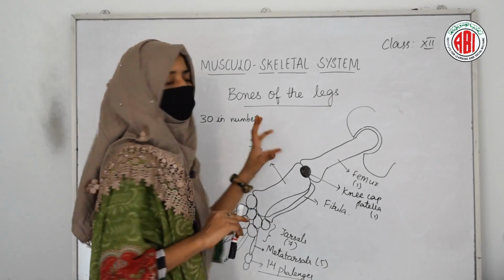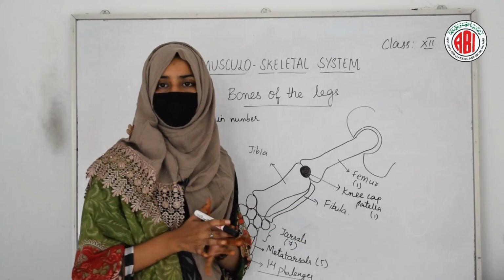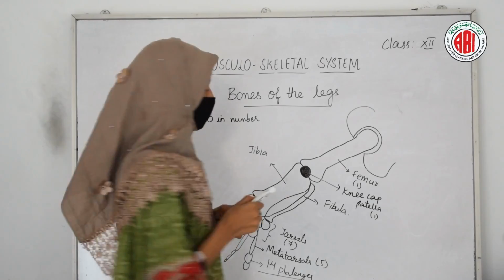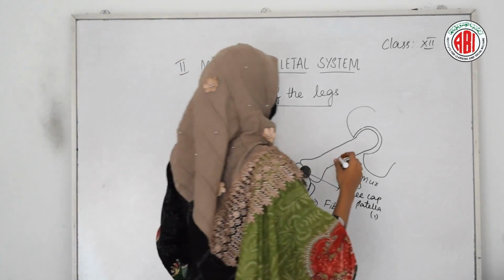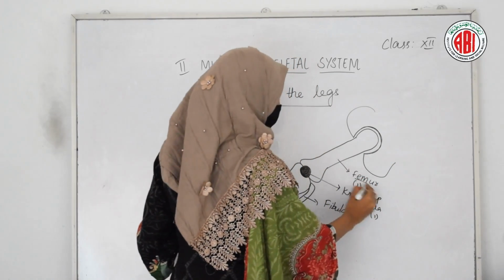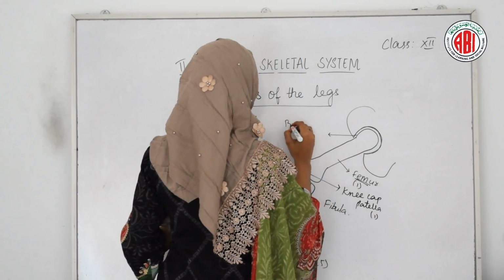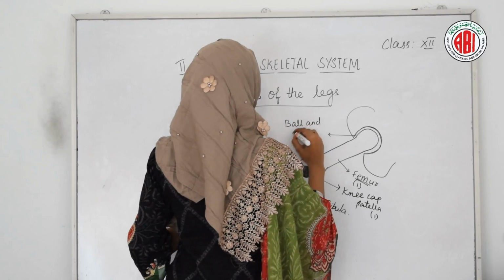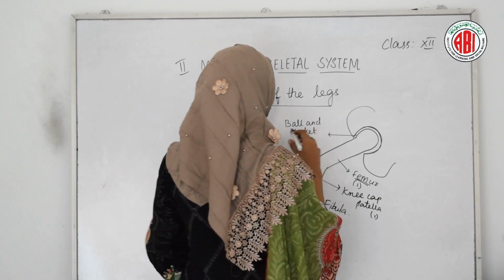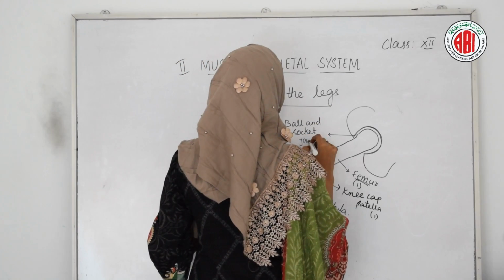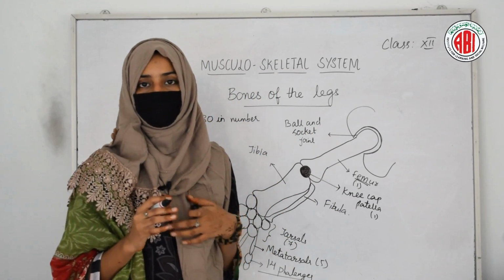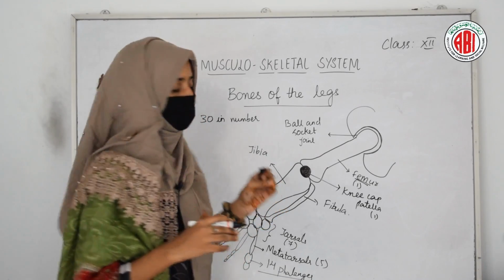Now let us talk about the joints that are found in between the bones of our legs. When you see the joint between the pelvic girdle and the femur, this will again be a ball and socket joint. Shoulder bones and our leg bones, both of them show the presence of a ball and socket joint. And at the elbow we have seen that a hinge joint is found, right? Hinge joint is present.